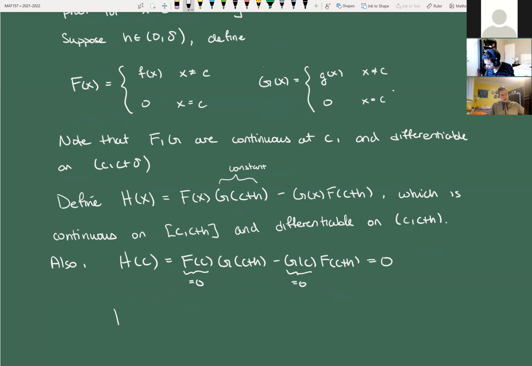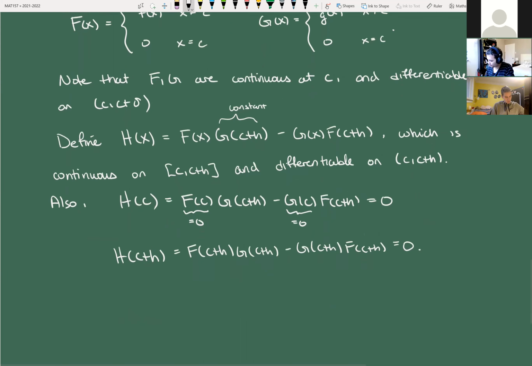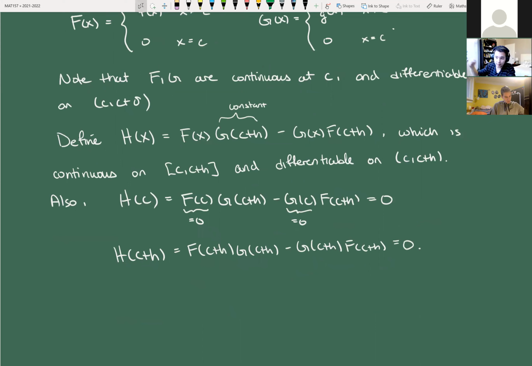And then H of C plus H is also equal to 0, just because you get both F of C plus H and G of C plus H in both terms, right? The two terms here are the same, so they're going to cancel out to give you 0. So in fact, we don't even need to use the mean value theorem here. We can just use Rolle's theorem. But we're not going to refer to anything by Rolle's theorem anymore. It's just the mean value theorem.